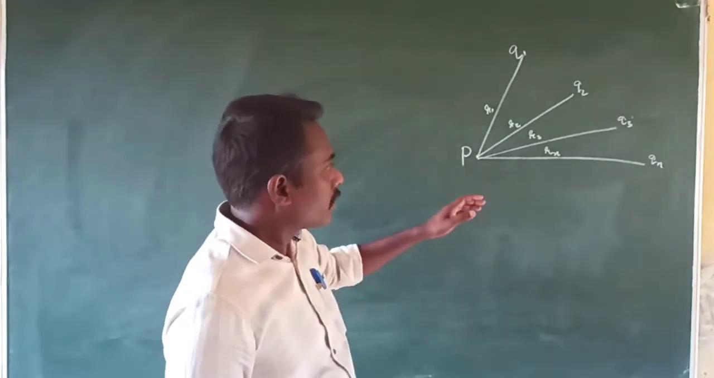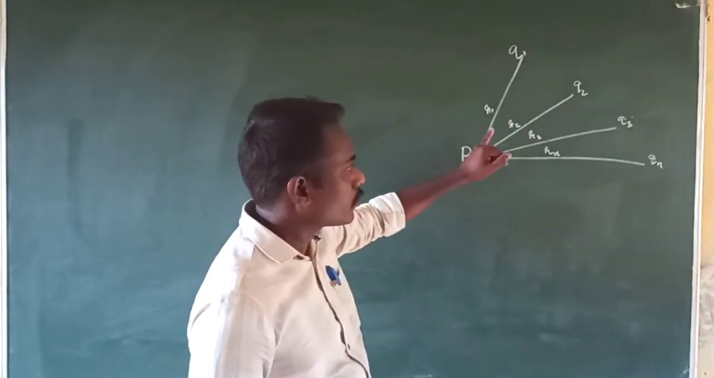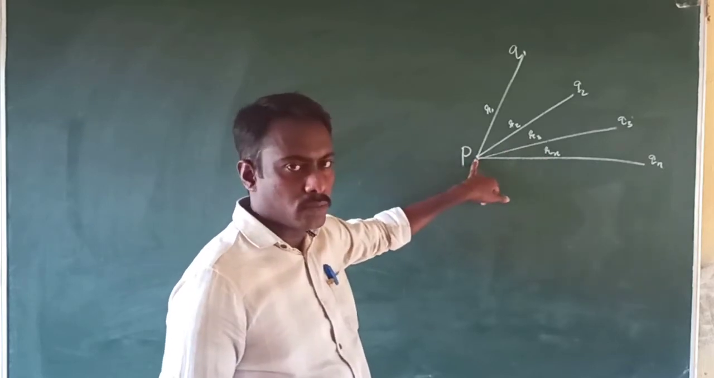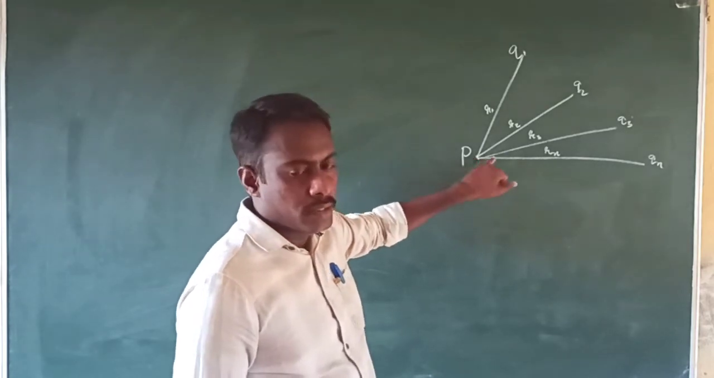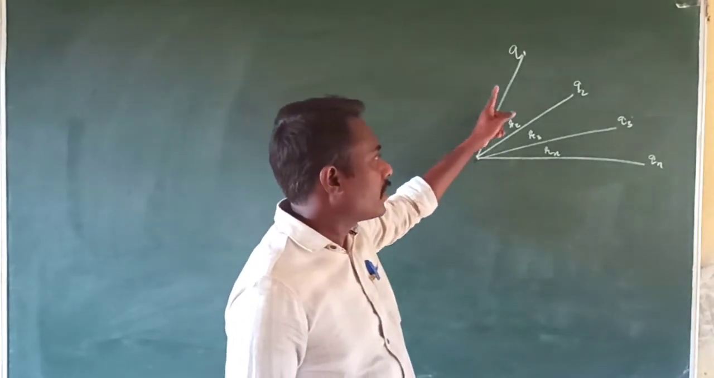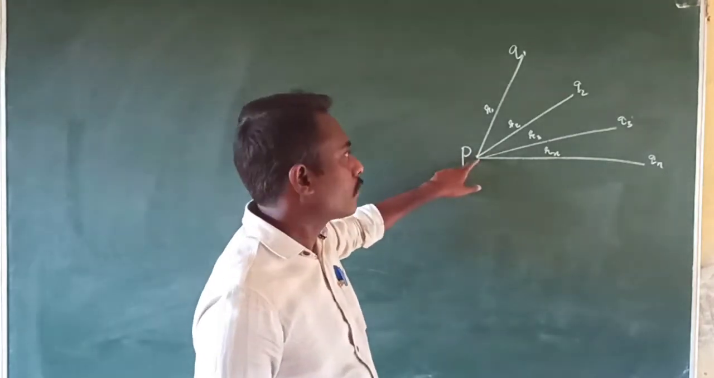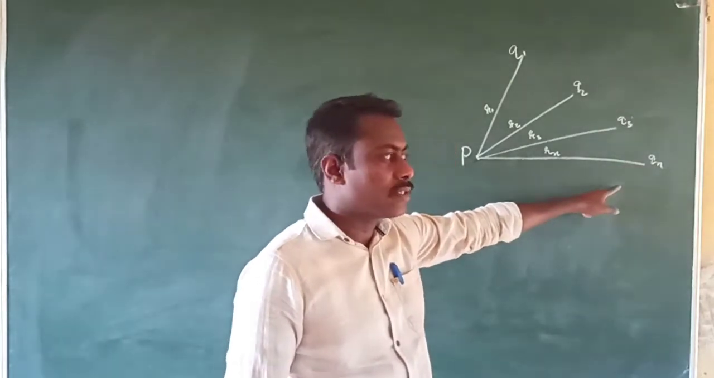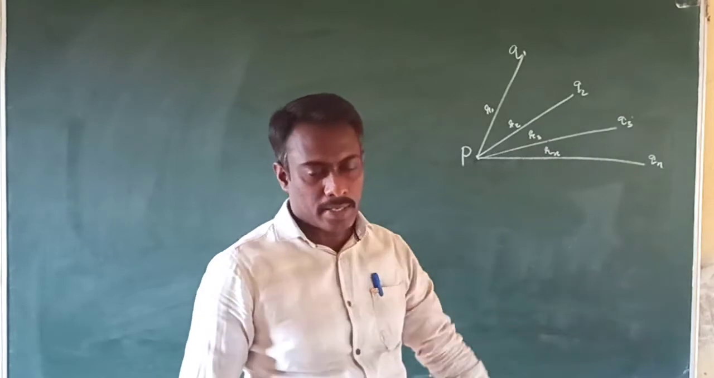All these point charges Q1, Q2, Q3, etc. up to Qn are measured from a common point P. So we need to calculate the electric potential at the point P by all these discrete point charges placed at various distances R1, R2, R3 up to Rn.